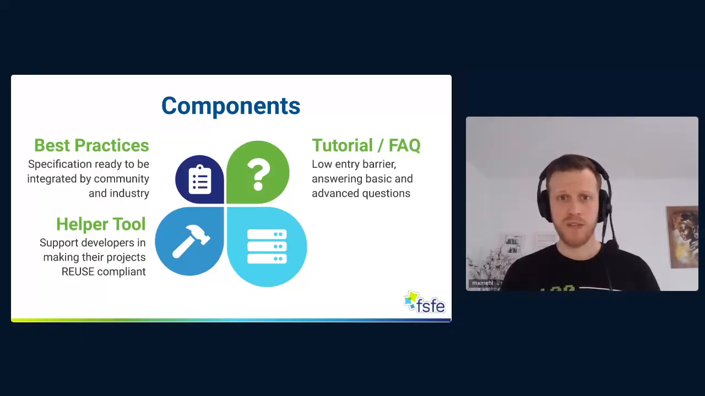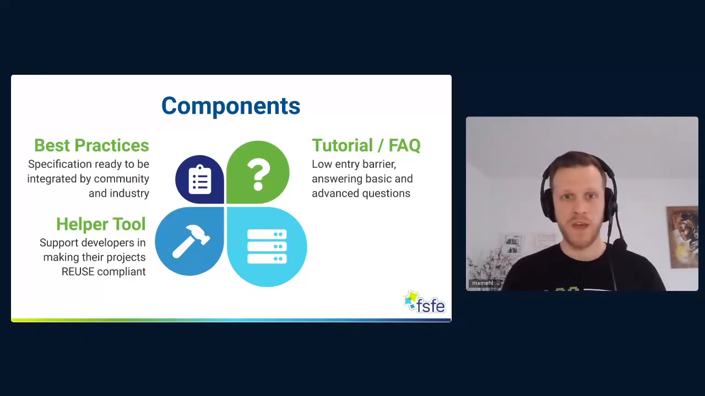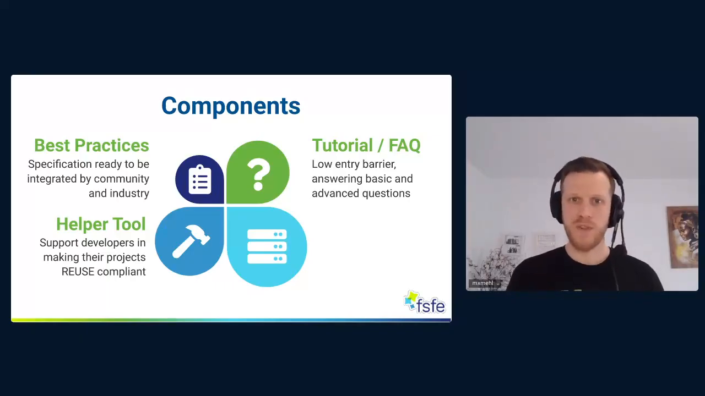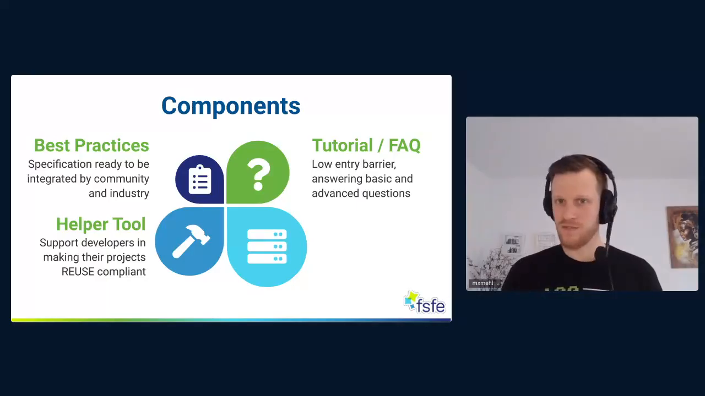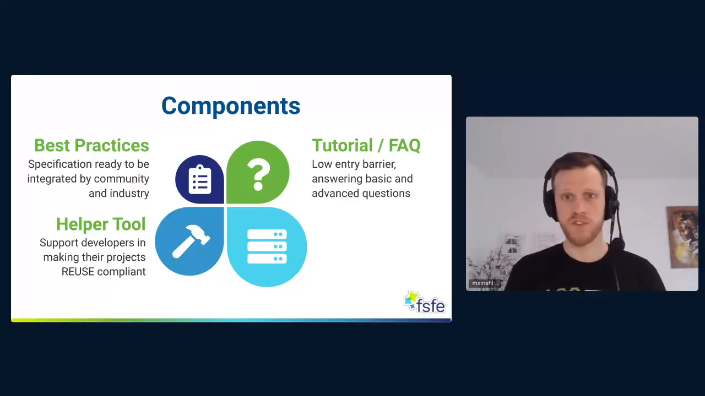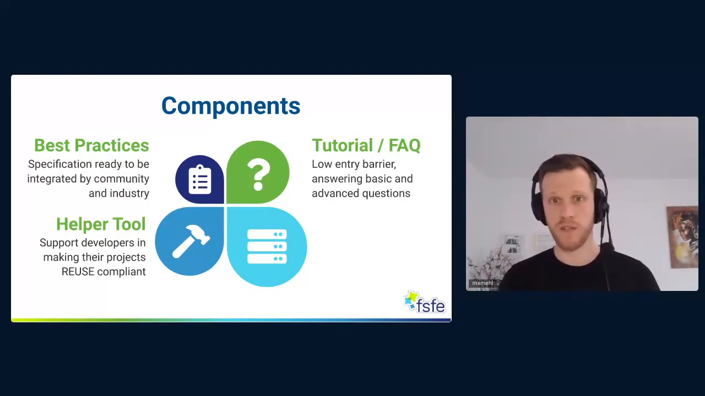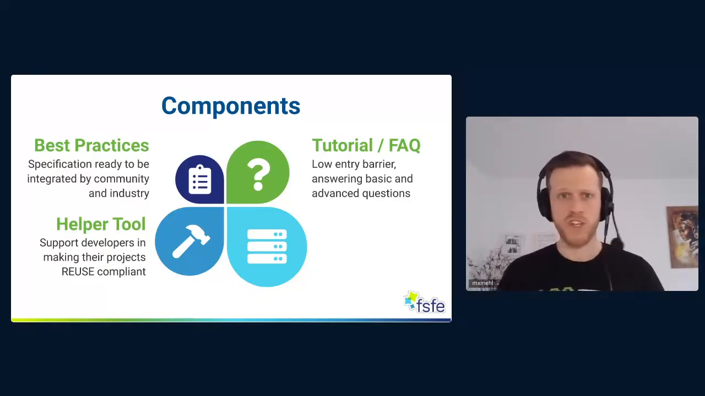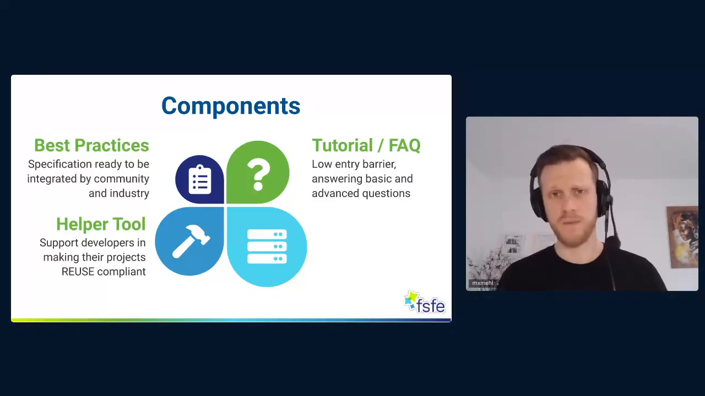And then we have the reuse helper tool, which I quickly introduced already. The helper tool started with this lint command, just trying to figure out whether the reuse specification is met in the repository. But nowadays, it also supports developers in making their projects reuse compliant. So automatically or semi-automatically adding this licensing and copyright information to headers and these alternatives, but also many other things, generating a bill of materials and so on.